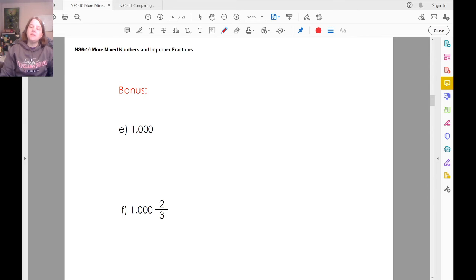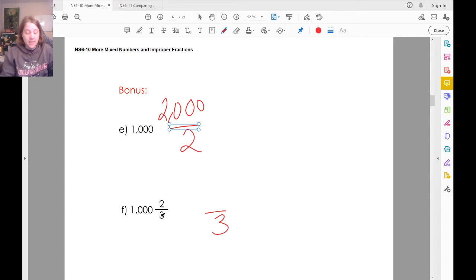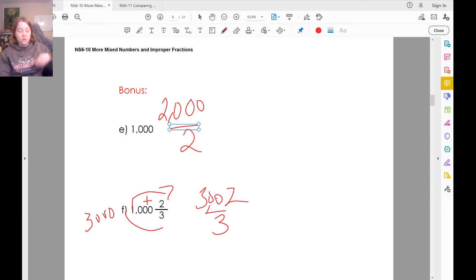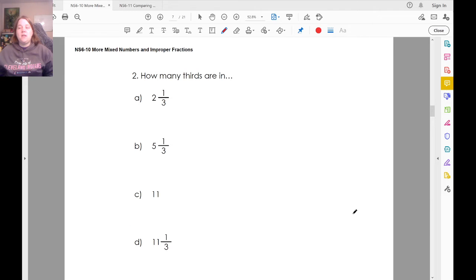Welcome back. So, 1,000 cut into halves. 1,000 pizzas each cut in half, so making 2 instead of 1 is going to be 2,000. When we look at 1,002 thirds, if we want to know how many thirds that is, now we're going to be multiplying by 3. 3 times 1,000 is 3,000. Add in that 2, and we get 3,002 thirds.